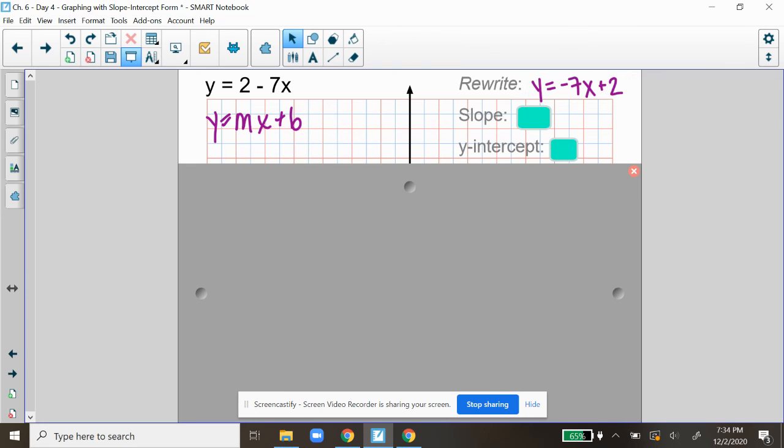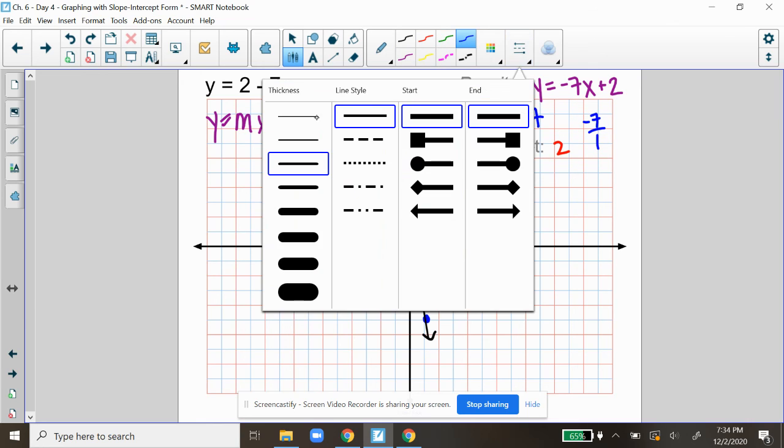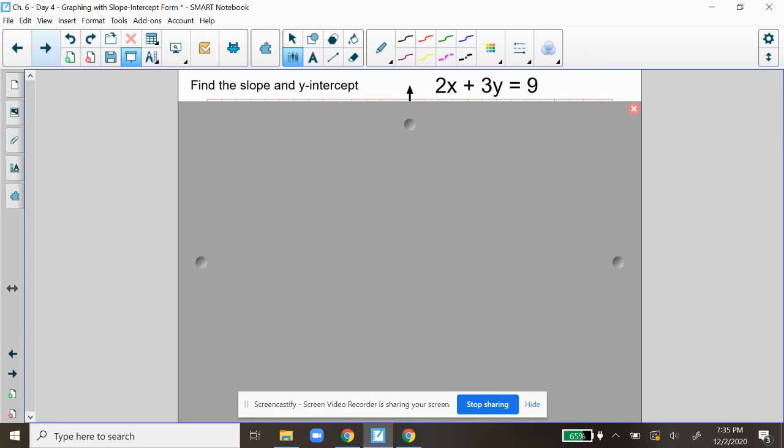Okay, you're back. Hopefully you rearranged it to be y equals negative 7x plus 2. My slope is then negative 7, and my y-intercept is 2. When I graph this, remember that means I'm going to start at the 2. Remember, we can write any whole number as being over 1. So that means when I go and identify my triangle on my graph, that means I'm going forwards 1 and down 7. Okay? All right, last one.